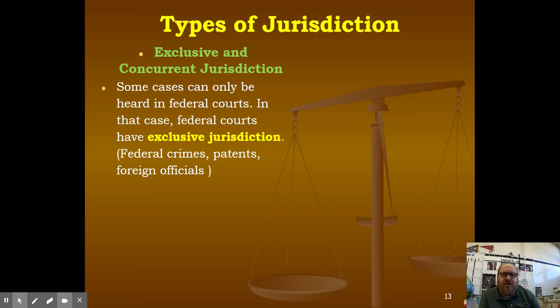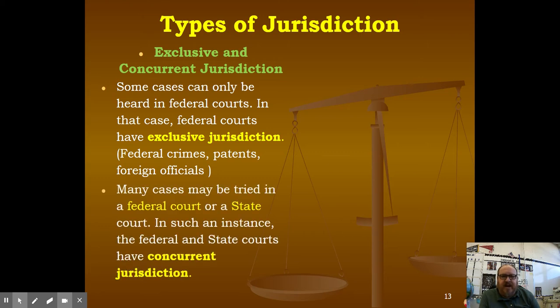Okay, so exclusive or concurrent jurisdiction. Some cases can only be heard in federal courts. In that case, federal courts have what is called exclusive jurisdiction. This has to do with federal crimes, patents, any foreign officials, things like that. A lot of cases may be tried in a federal court or a state court. So the federal courts and state courts have concurrent jurisdiction. So sometimes if it's a federal crime, a state court can try it. It all depends on the circumstances. I can't give you all the details on it.